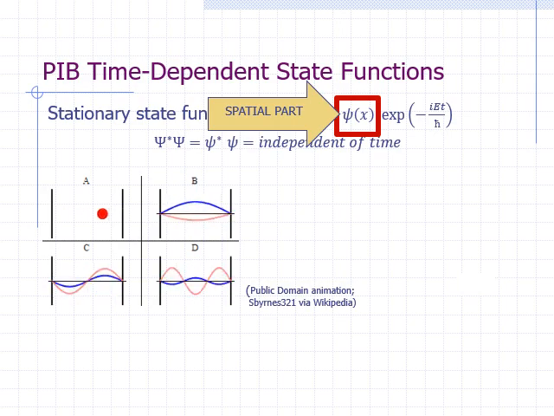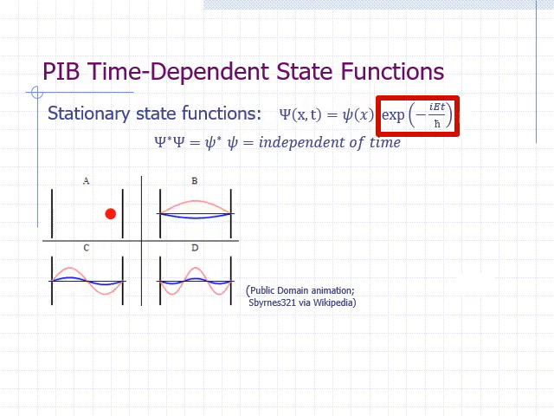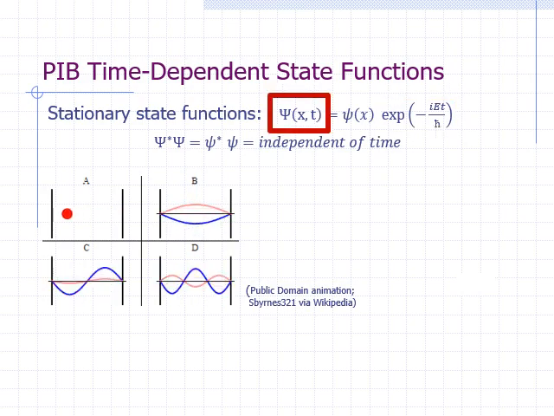We multiplied them by a time-dependent part, which is e to the negative iEt over h bar, in order to get the overall function, which we represent by uppercase psi. In an earlier lesson, we learned that stationary states exist if the Hamiltonian operator is independent of time, which is the case for our PIB system.